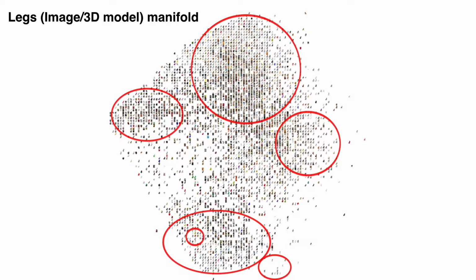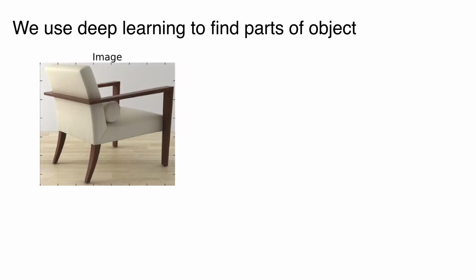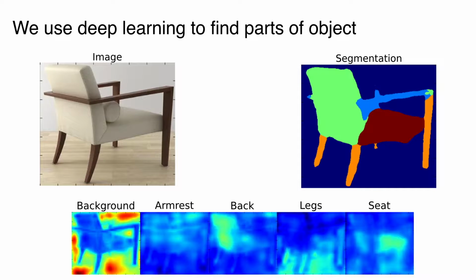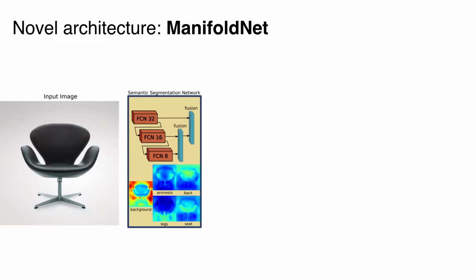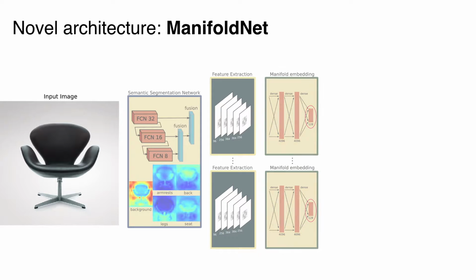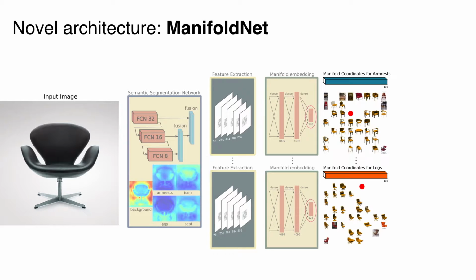Once we have the shape manifold, we will train a CNN that will learn how to obtain shape manifold coordinates from an image. We use a single CNN to extract the shape of all parts from an image. Our deep learning architecture extracts the parts of an object by learning the semantic segmentation of each part. We present a novel architecture called ManifoldNet. The first stage of ManifoldNet extracts the segmentation of the parts of an object, while the second and third stages are specific for each of the different parts of an object and focus on learning how to map an image to the 3D shape manifolds.